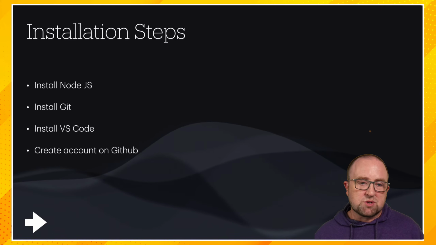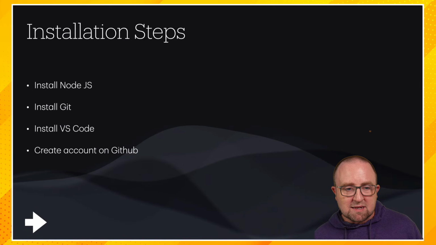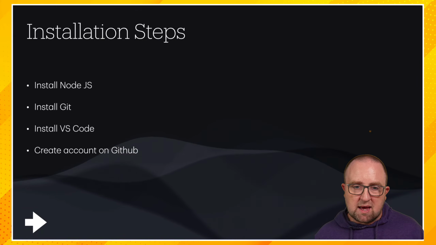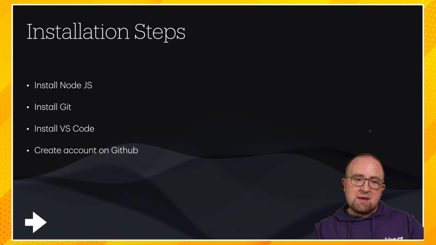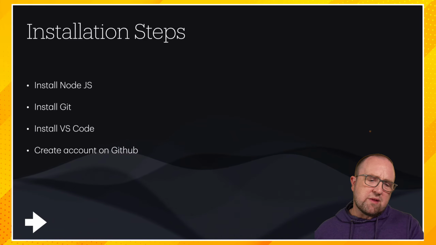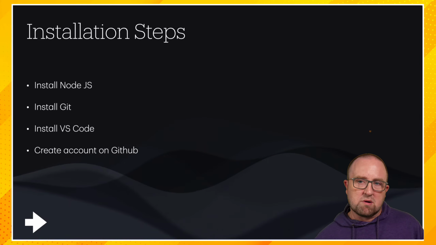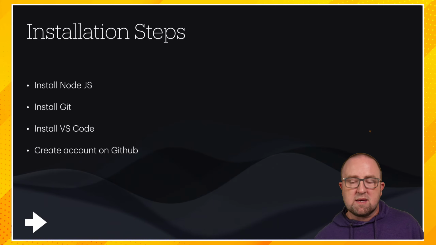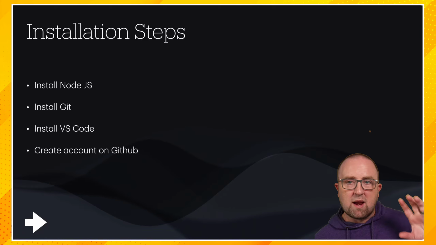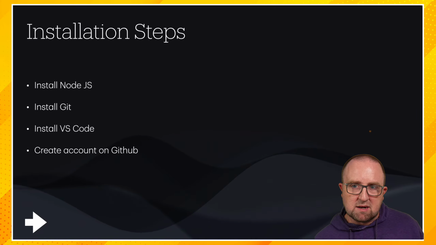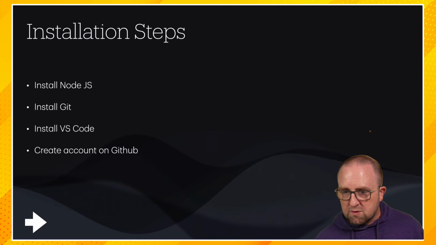So the installation steps are pretty much a one-time thing. We're going to install Node.js, we're going to install Git, we're going to install VS Code, and we're going to create an account on GitHub. So those will be the things, and then with the account on GitHub, we also will have to connect your VS Code instance to GitHub so that they will talk to each other. So that when I'm done with my code and I'm ready to push it to GitHub, I can do that through VS Code.